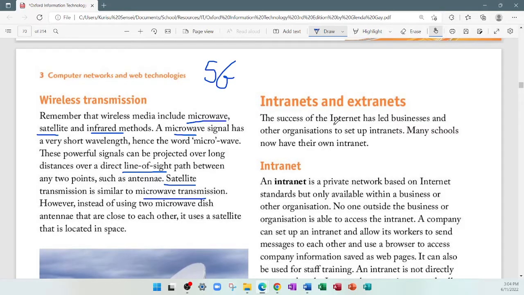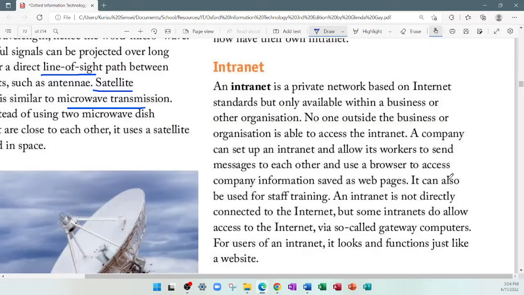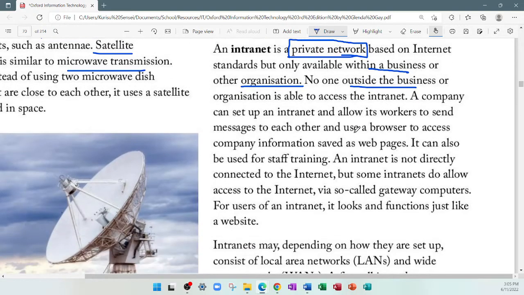Now intranet versus extranet, what are they? What is the difference between the two? Now intranet is a private network. All of us are accustomed to the internet. We go on the internet, we browse, we look at pictures, we download games and movies and so on, we access services. But the intranet is a private network whereby only a business or organization will be able to access it. Now, no one outside of that business or organization will be able to access it. It's only up to that business.